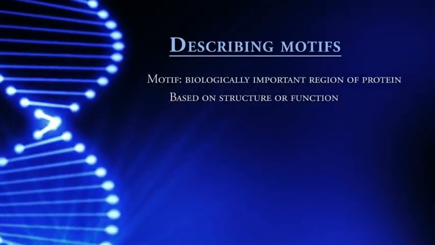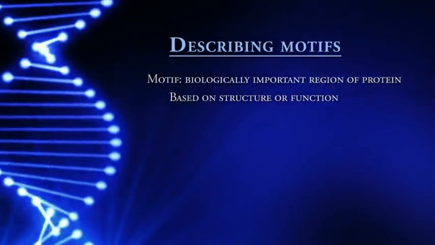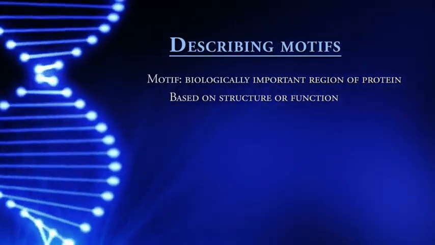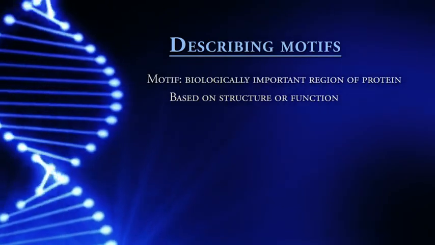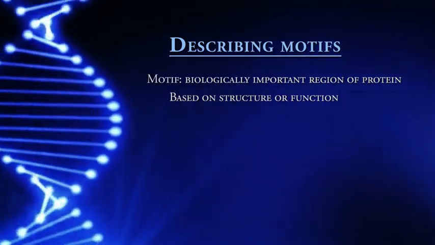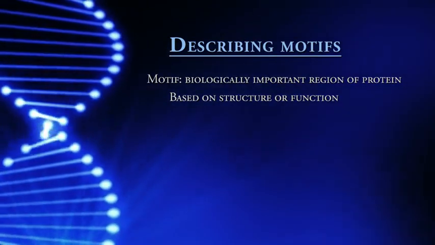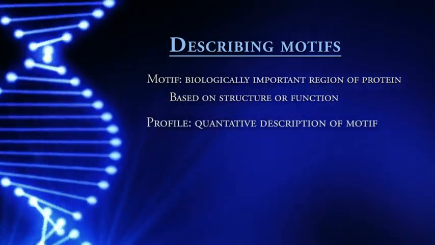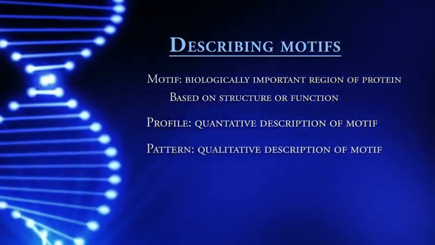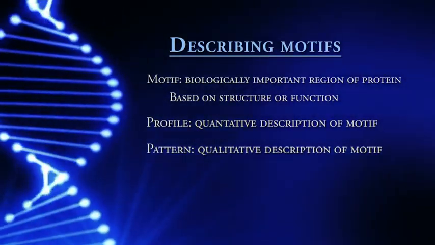First, let's look at some basic definitions. We will call a motif a biologically important region of a protein. So basically, a particular type of structure or a particular type of function. So something that is biologically relevant within a protein. A profile would be a quantitative description of that motif, whereas a pattern is a qualitative description of a motif. So Prosite uses both profiles and patterns to describe motifs.